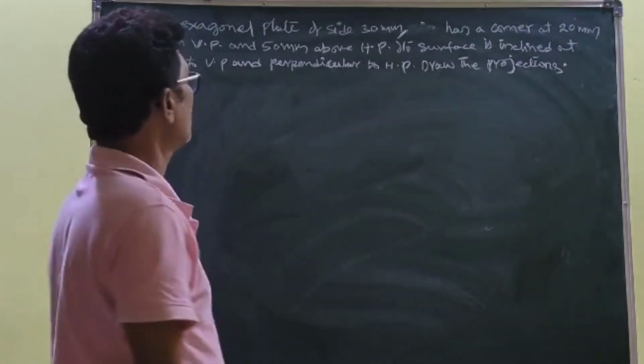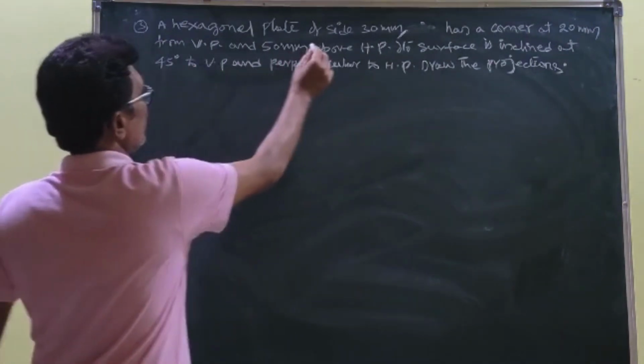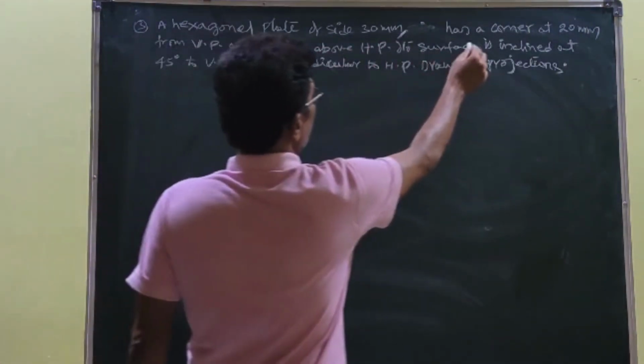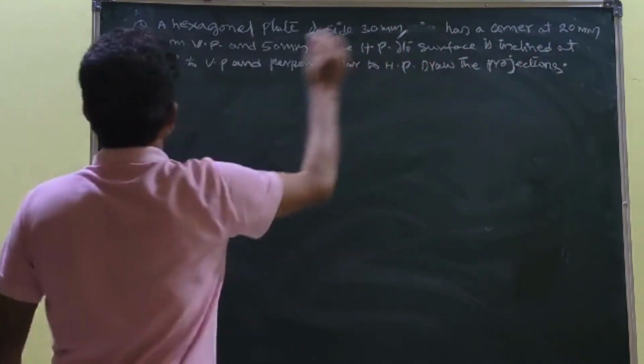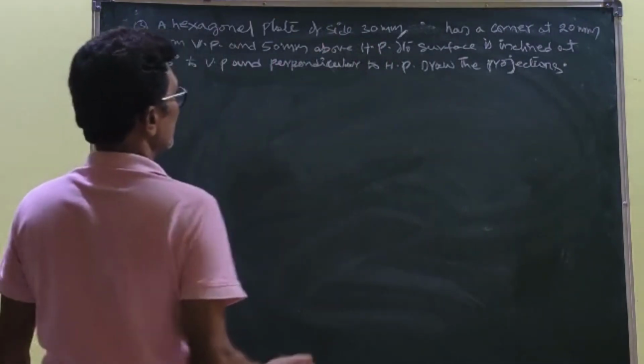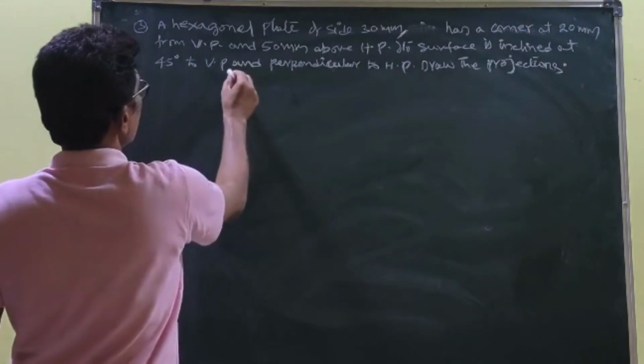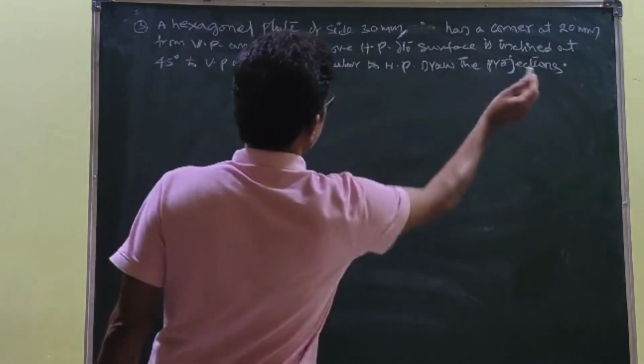Okay students, coming to the next problem. Let us read out this problem. A hexagonal plate of side 30 mm has a corner at 20 mm from VP and 50 mm above HP. Its surface is inclined at 45 degrees to VP and perpendicular to HP. Draw the projections.